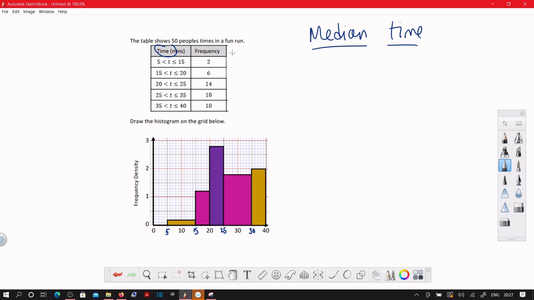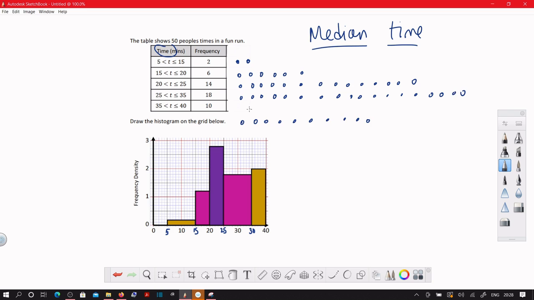What will help you to work out the median at this moment is if I represent people as dots. So there's 2 people there, 6 people here, 14 people here, 18 people here, and then 10 people here. I've left a gap here deliberately because I'm going to do some work here. This is just for teaching.